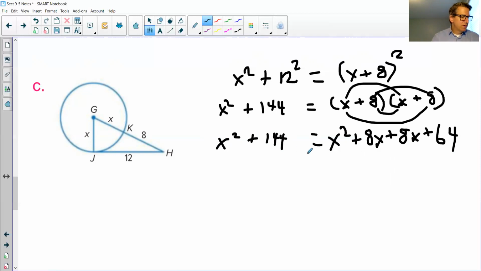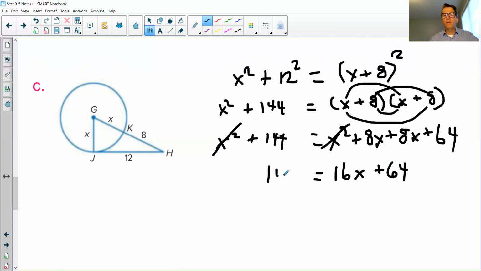Okay, so you're going to notice here, I've got an x squared on this side and an x squared on this side. So I'm just going to cross those off. They cancel each other out. But I've got this 8x plus 8x, and that's going to put me at 16x. That's a like term. Then we're going to add 64. And then I'm still going to have my 144 on this side.